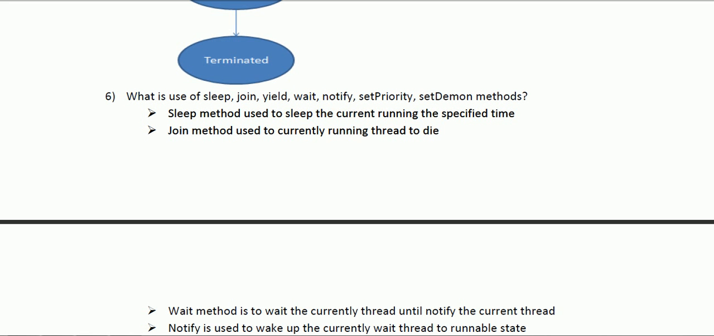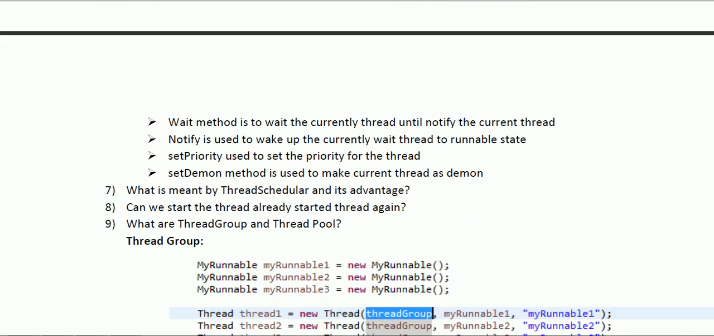Now the next question is, what is meant by thread scheduler and its advantage? Thread scheduler comes as part of the JVM, which is going to take care of submitting the threads to the CPU. That means the thread scheduler will keep on looking at what threads are available, and based on priority, it will pick up the thread and submit it for execution. Thread scheduler internally uses two algorithms. One is preemptive scheduling, another one is time slicing.